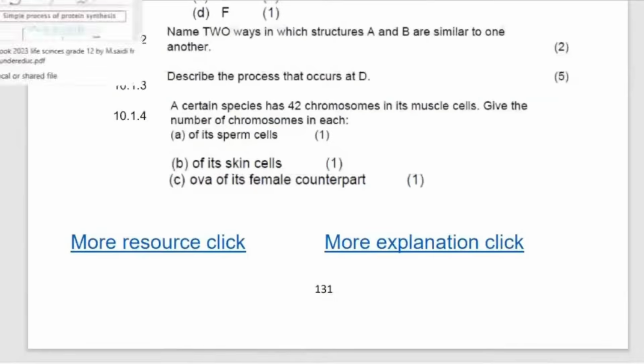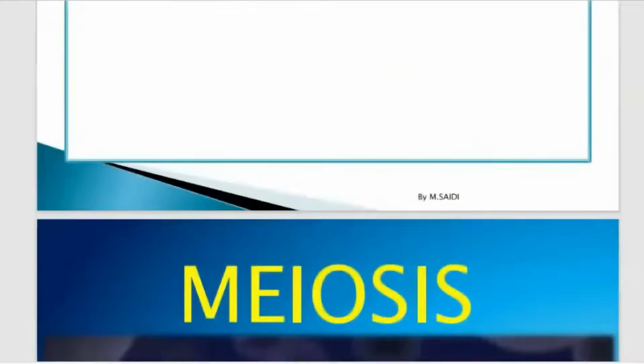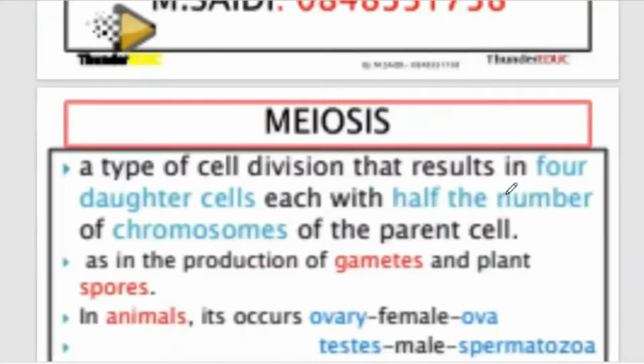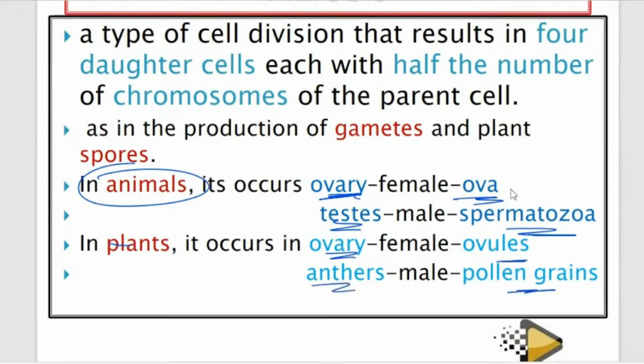I'm not going to use too much of the distinction material, but I know that you guys will make it. Lastly, before I go, where does meiosis occur? It occurs in the ovary to form ovum, testis to form spermatozoa, then in plants, ovary to form ovules, anthers to form pollen grains. That's it.